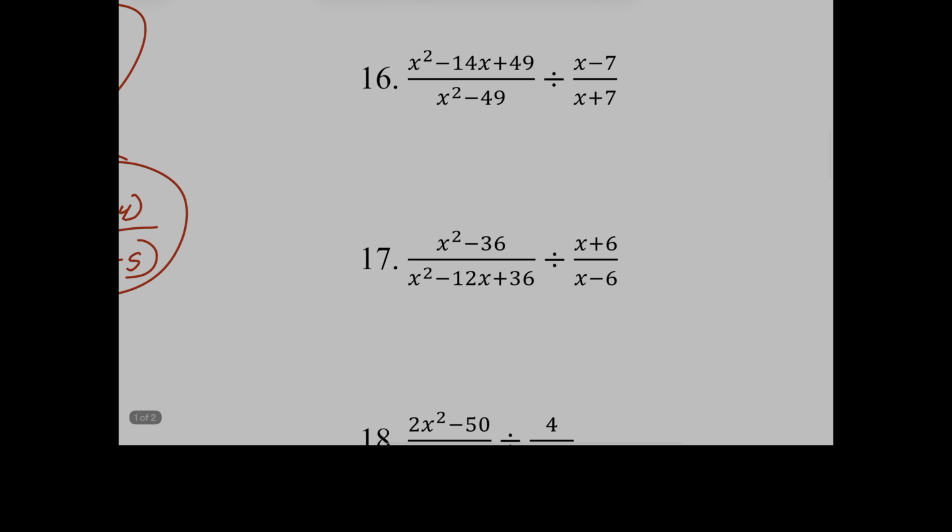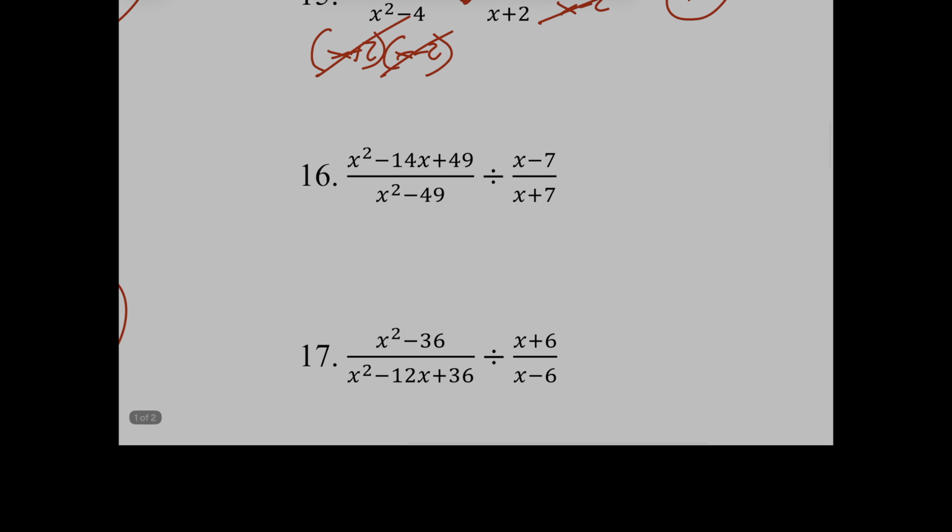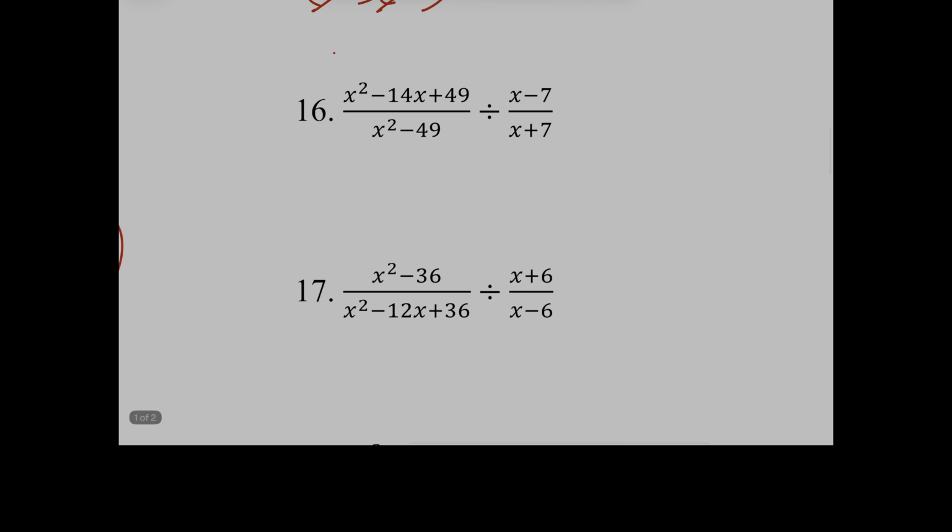Okay, even though these are not really giving us much variety, you can at least see how we do this and understand how these work. Okay, this is going to be an x minus 7. Let me put my x in there. X minus 7, x minus 7. This is going to be an x plus 7 and an x minus 7. Here, I got to multiply, and now I got to flip. X plus 7 on top and an x minus 7 on the bottom.